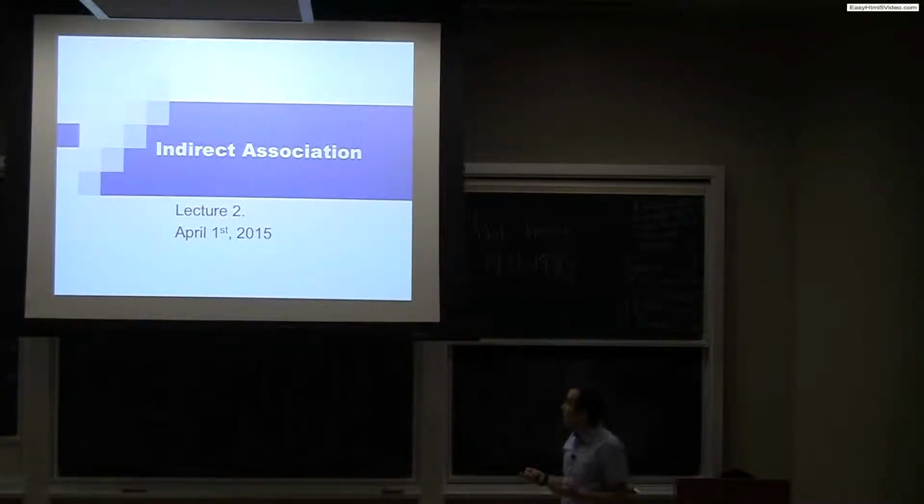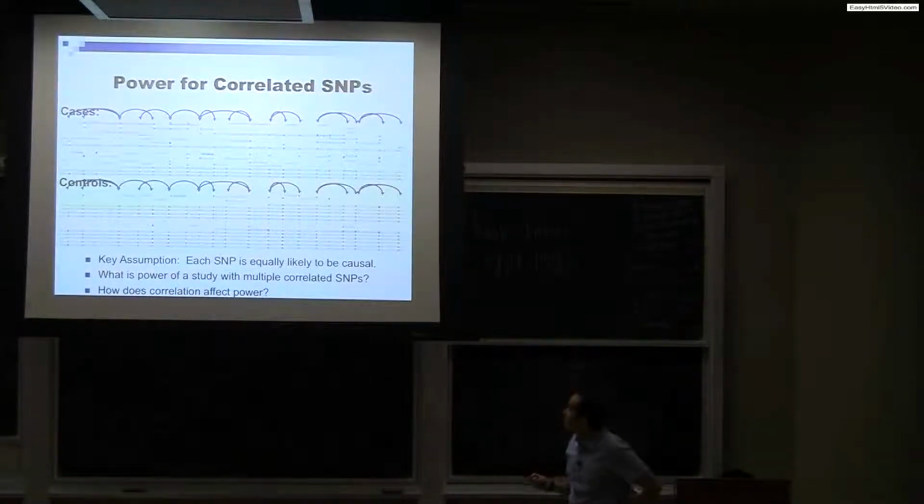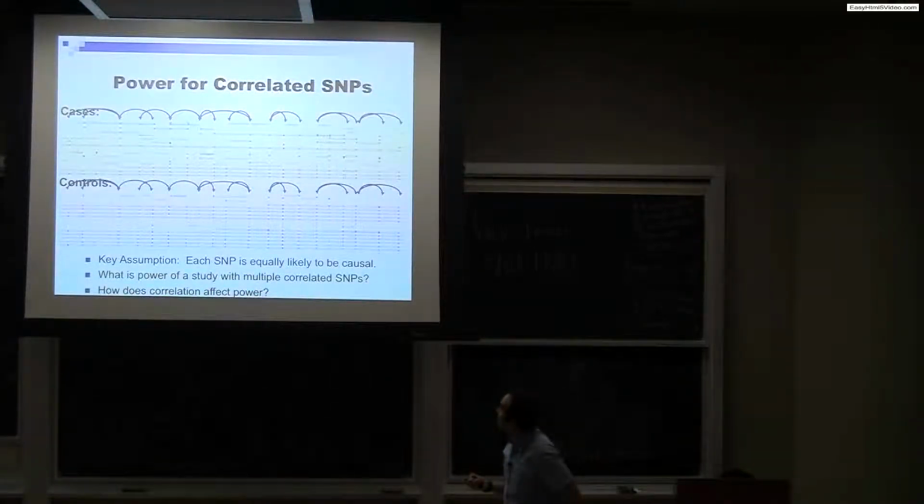Indirect association has to do with, wow, that looks really weird, and I don't understand why it looks that way because it doesn't look that way on my computer. But anyway, this is the genome. These are the SNPs. And what we're interested in is, what if we're collecting more than one variant? We're going to talk about that in the next couple classes.